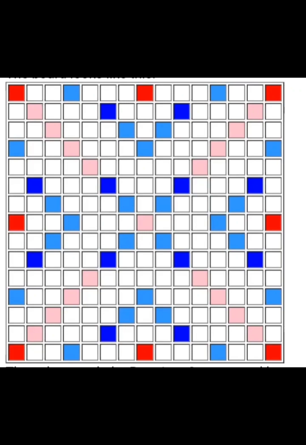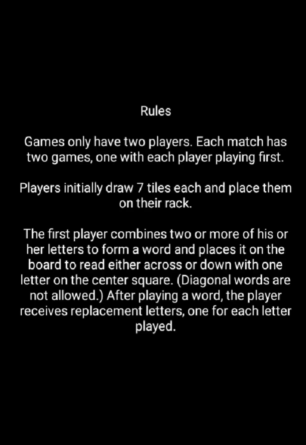Rules. The game only has two players. Each match has two games. One winner decides the player playing first. Players initially draw seven tiles each to play. Place on the rack. The first player combines two or more of their letters to form a word and places it on the board to read, across or down, with one letter on the center square. Diagonal words are not allowed.